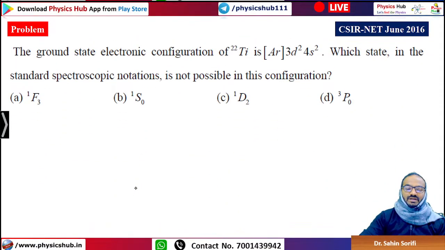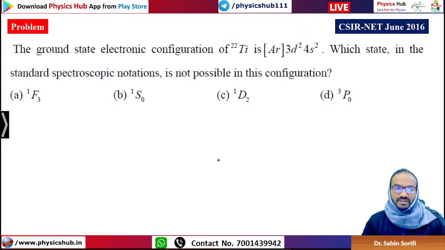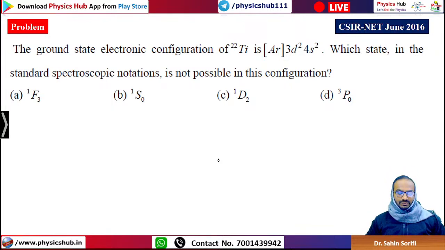Do this problem. The ground state electron configuration of 22 titanium is argon 3d2 4s2. Which state in the standard spectroscopic notation is not possible in this configuration?